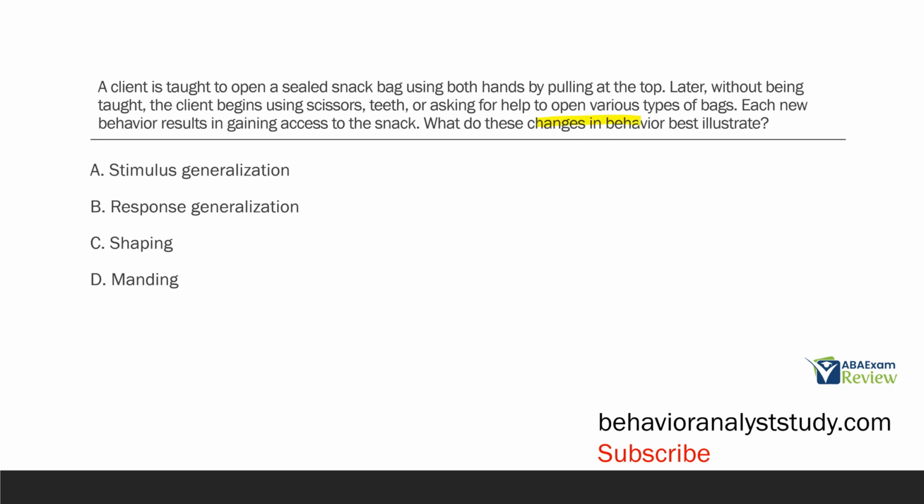Now we're looking at the changes in behavior. The client is taught to open a sealed snack bag using both hands. So they have the bag. What do they do? They open it with hands. Now, without being taught, what is the client doing? They're opening it with scissors, or they're asking for help. So each time they engage in a new behavior, they get access to the snack.